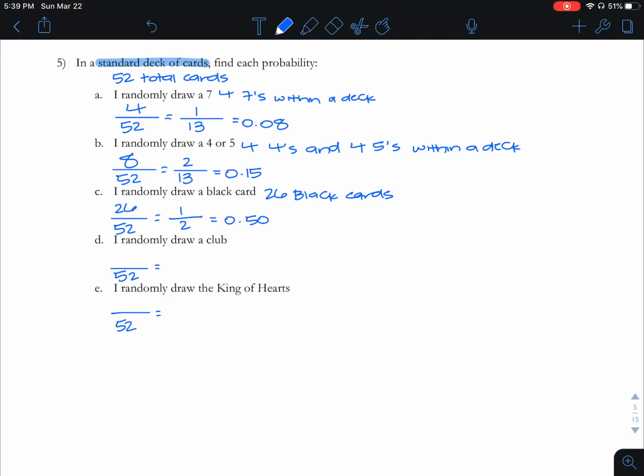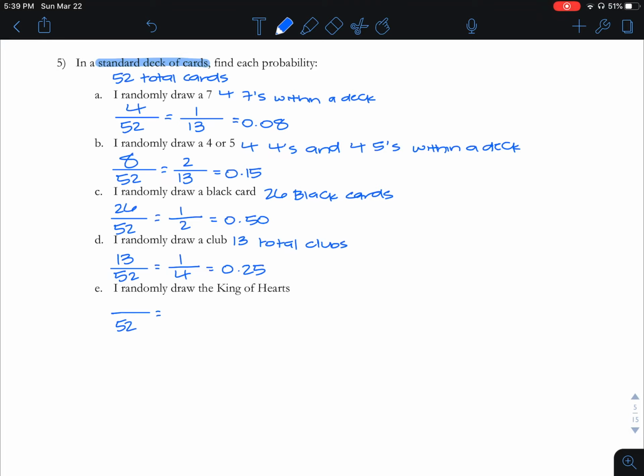All right. Randomly draw a club. So a club was one of the suits. So I have diamonds, hearts, spades, and clubs. We did find this out yesterday in that video. We have 13 total clubs. So 13 possibilities. This reduces to 1/4, which gives me 0.25.